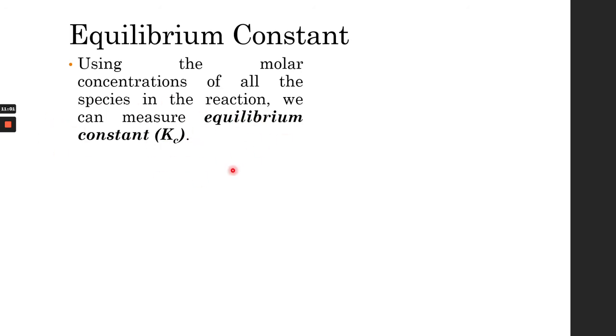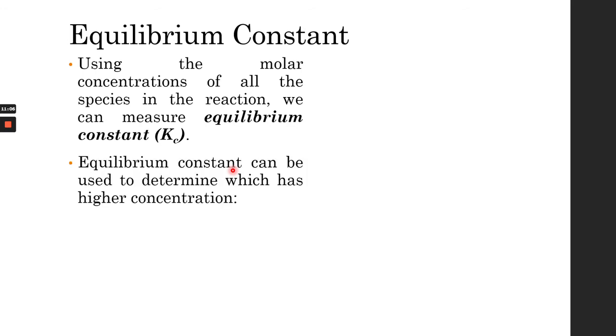So you may be asking, why do I need to identify this equilibrium constant? This is because the equilibrium constant can be used to determine which side has higher concentration. Do I have higher concentration of products or do I have higher concentration of reactants during my equilibrium reaction? So when my reaction arrives at an equilibrium situation, or in a dynamic equilibrium, which side do I have more concentration?